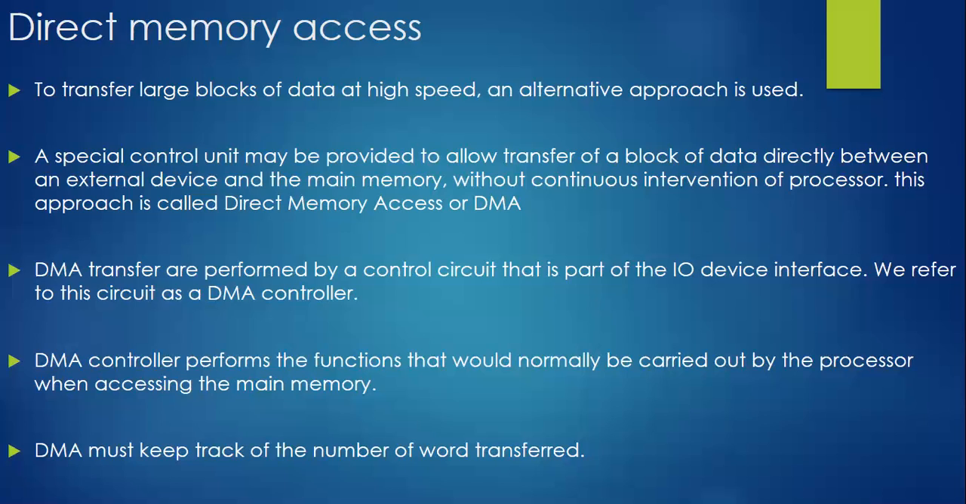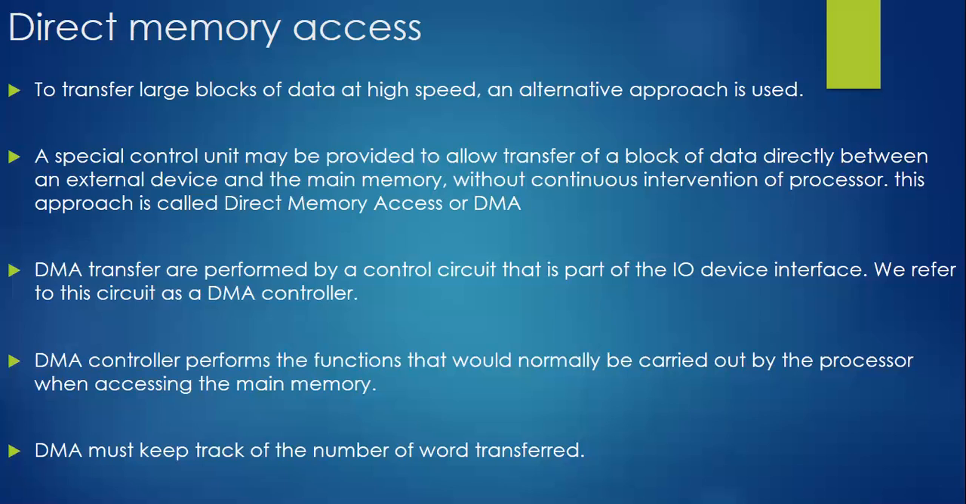We'll see the different locations where a DMA controller should be mounted in our system. Then, the DMA controller performs the function that would normally be carried out by the processor when accessing the main memory. Whatever procedure the processor follows when accessing information from the main memory, the same thing should be followed by the DMA controller. Because of this point number 4, we also name the DMA, or direct memory access, the second processor.